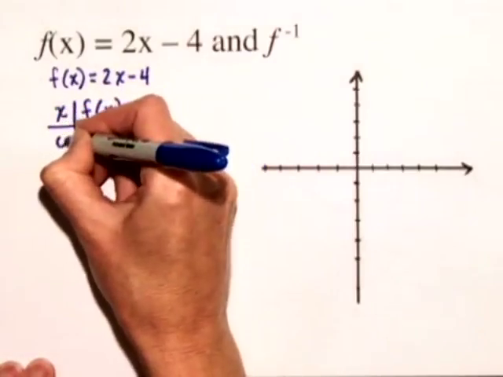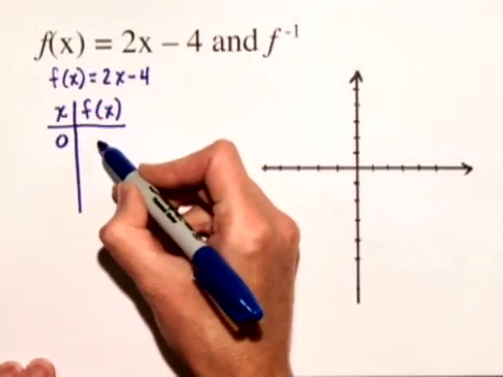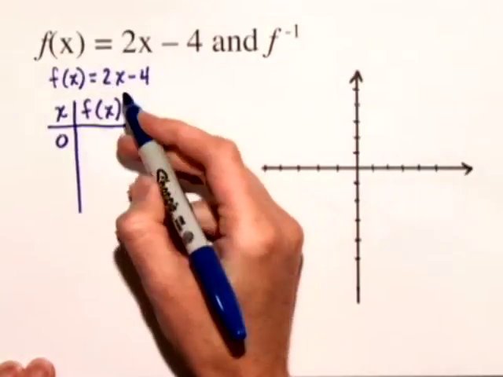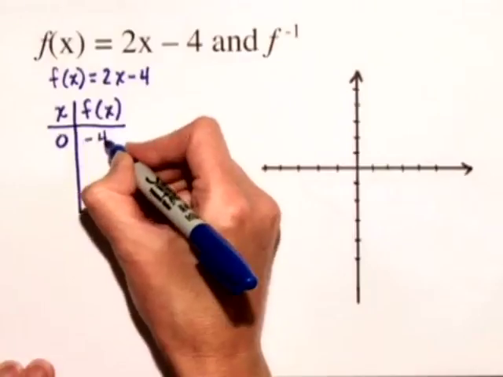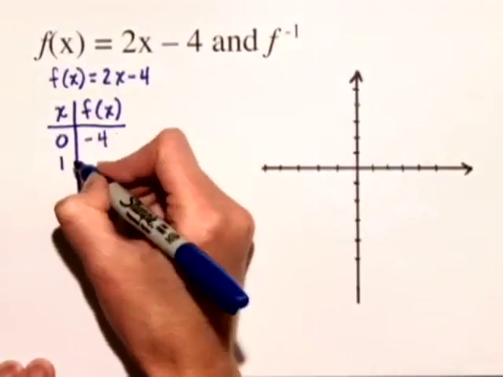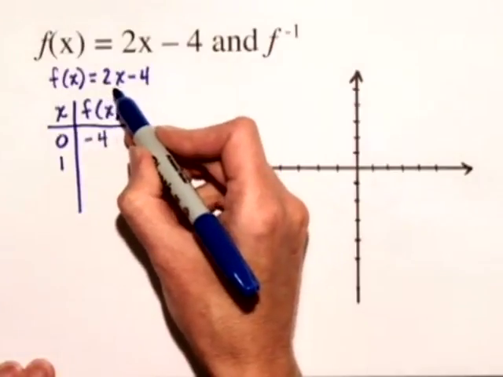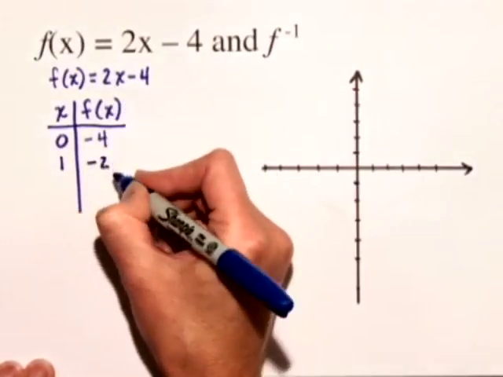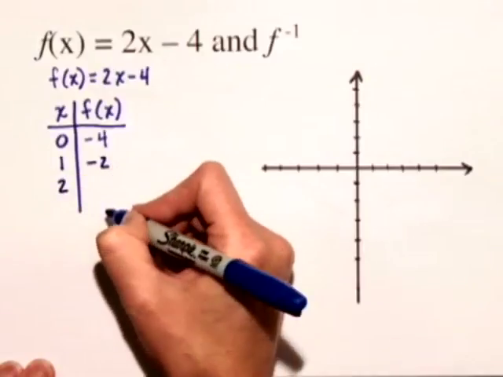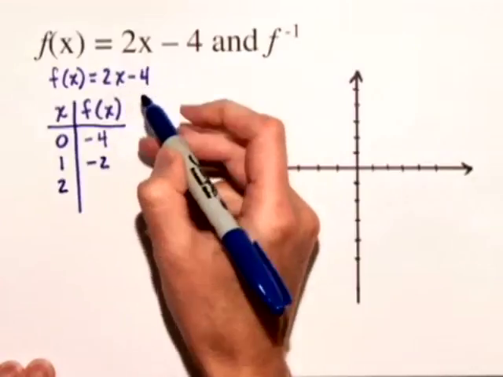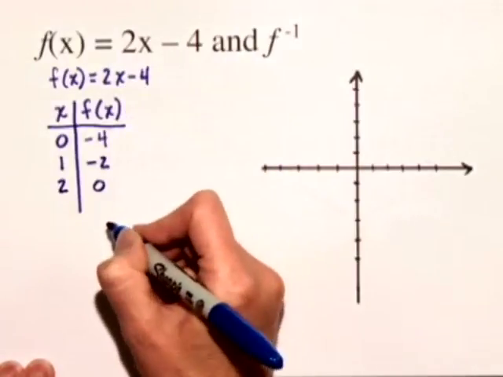So let's let x equal 0. If we substitute 0 in for x, we get 2 times 0, which is 0, minus 4. That gives us an f of x value, or a y value, of negative 4. Let's substitute 1 in for x. We'll get 2 times 1, which is 2, minus 4, gives us negative 2. Let's let x equal 2. We'll get 2 times 2, which is 4, minus 4, gives us 0 for the y value.